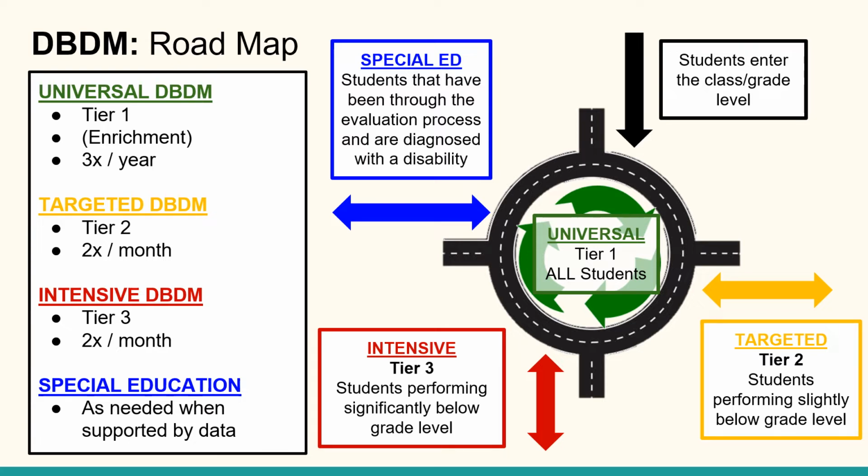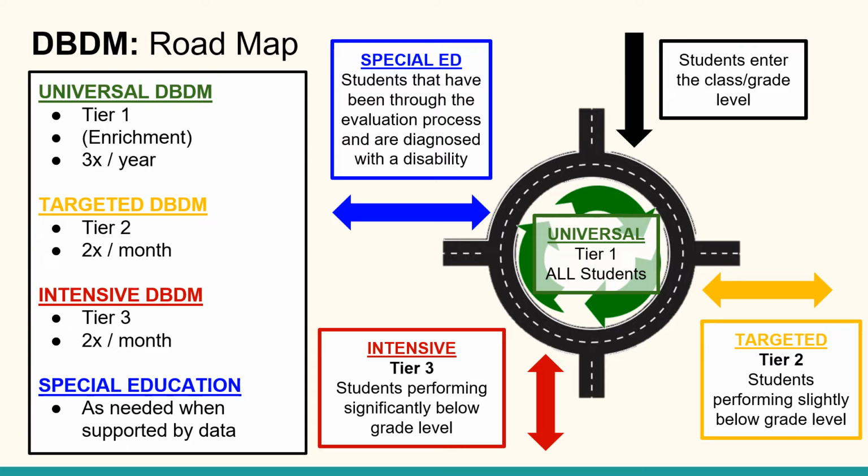Again, notice that the targeted, intensive, and special education arrows each point both in and out of the roundabout of universal DBDM. This reminds us of two things. First, it reminds us that the targeted and intensive processes are temporary and students may move in and out of these levels of support. Students should not stay in either of these systems indefinitely.